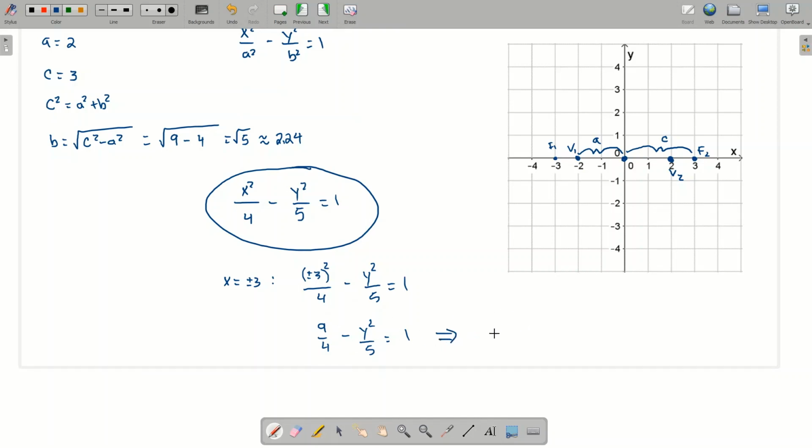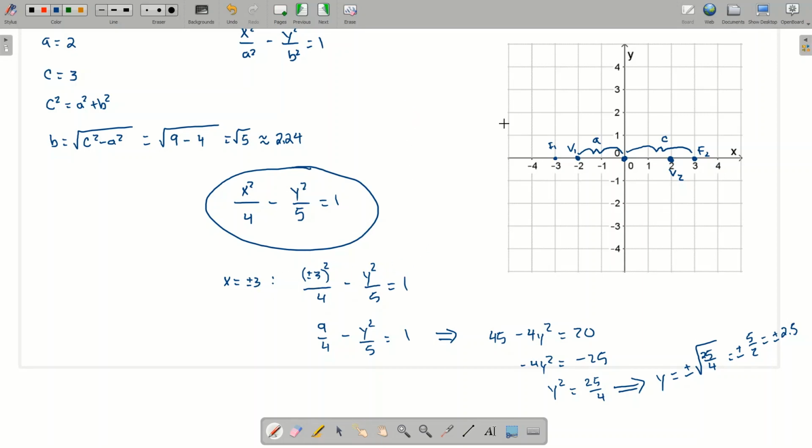If we multiply both sides by 20, you're going to get 45 minus 4y squared equals 20. Subtract the 45 over, so you're going to end up with negative 25. And then divide by negative 4, so you get y squared equals 25 over 4. Then take a square root. Don't forget, it will be plus or minus. And this one is a perfect square, so you end up with plus or minus 5 halves, which is plus or minus 2.5.